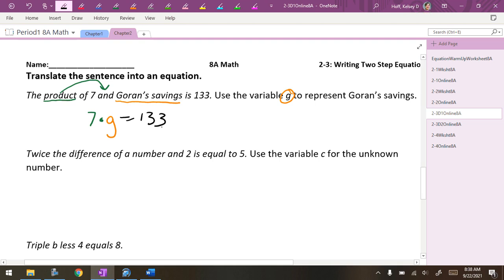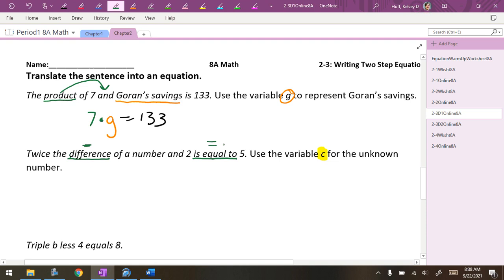Okay. Let's look at the next one. Twice the difference of a number and 2 is equal to 5. Use the variable c for the unknown number. What variable are we going to use? C. Okay? Twice the difference of a number and 2 is equal to 5. Somebody raise your hand and tell me a key word in there. Courtney? Difference means what? Subtract. We're going to subtract. Marilyn, do you have another important word in there? Is equal to means equal.